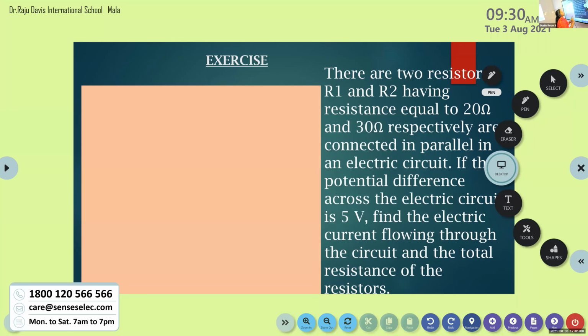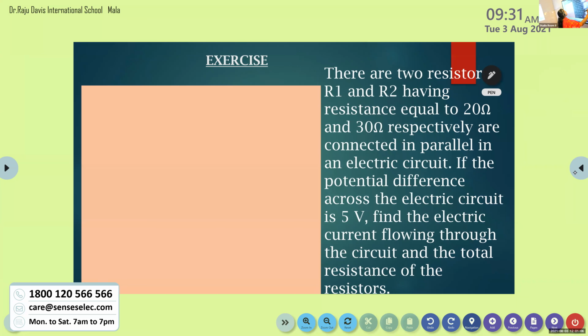Okay, so here is your question. There are two resistors R1 and R2 having resistance equal to 20 ohm and 30 ohm respectively, connected in parallel in an electric circuit. If the potential difference across the electric circuit is 5 volt, find the electric current flowing through the circuit and the total resistance of the resistors.